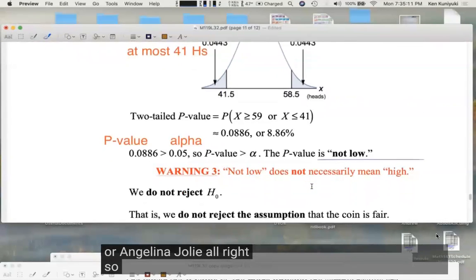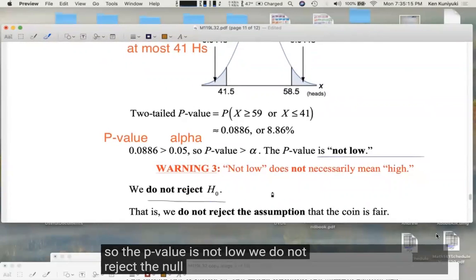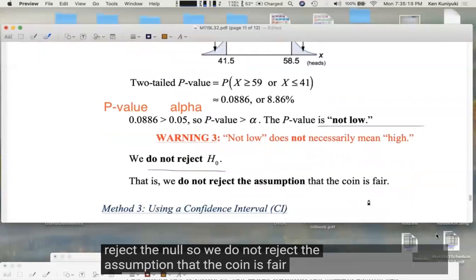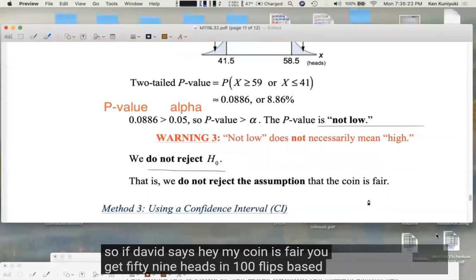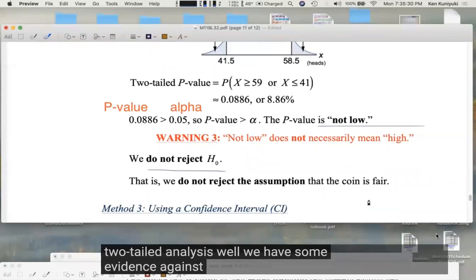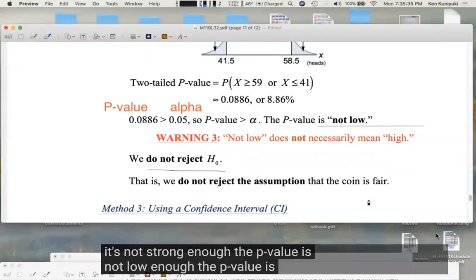All right. So the p-value is not low. We do not reject the null. So we do not reject the assumption that the coin is fair. So if David says, hey, my coin is fair, you get 59 heads in 100 flips, based on a two-tailed analysis, well, we have some evidence against what David is saying, but it's not strong enough. The p-value is not low enough.